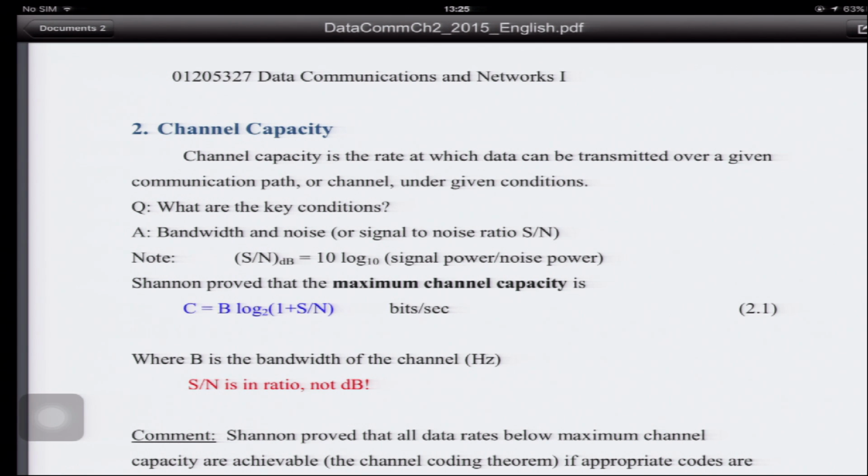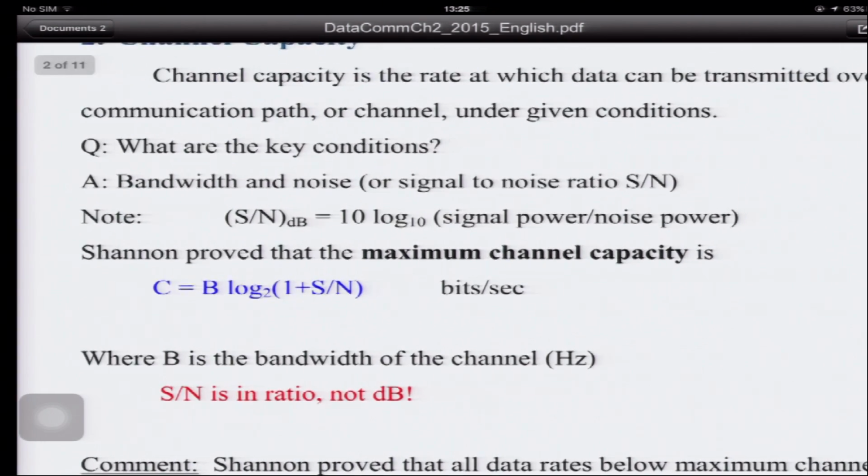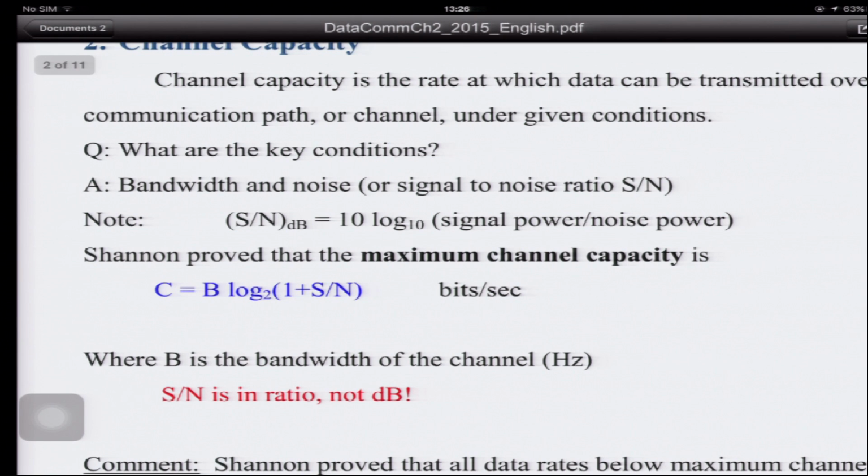For the noise, we can think of it in terms of signal-to-noise ratio, because if the signal is much higher than the noise, it will be okay. The S over N, signal power over noise power in dB, is equal to 10 times log base 10 of signal power in watts over noise power in watts.